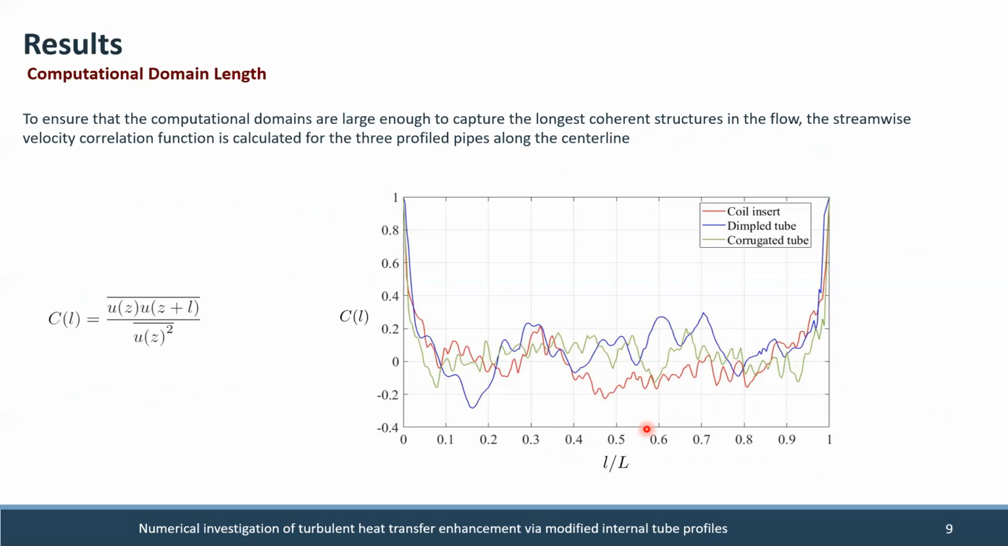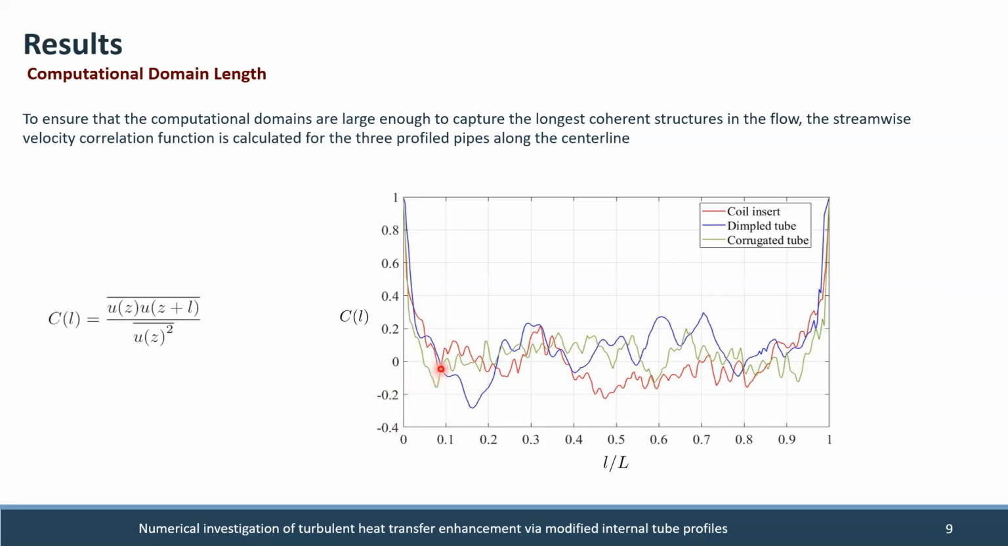In order to make sure that our domains are long enough to capture the longest coherent structures in the flow, we have calculated the streamwise velocity correlation function, which is defined here for all the three cases. As you can see here, for all the cases, it starts from 1 and it reaches 0 before 0.1. Here, this axis is l divided by capital L. Capital L is the length of the domain.